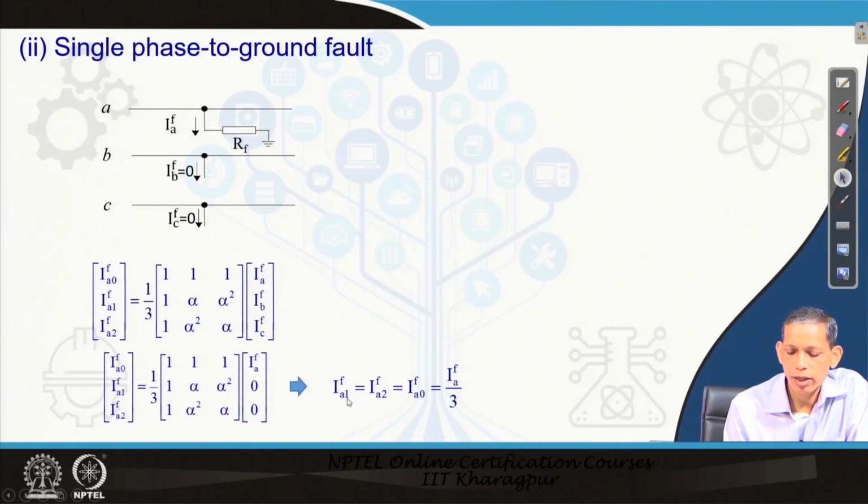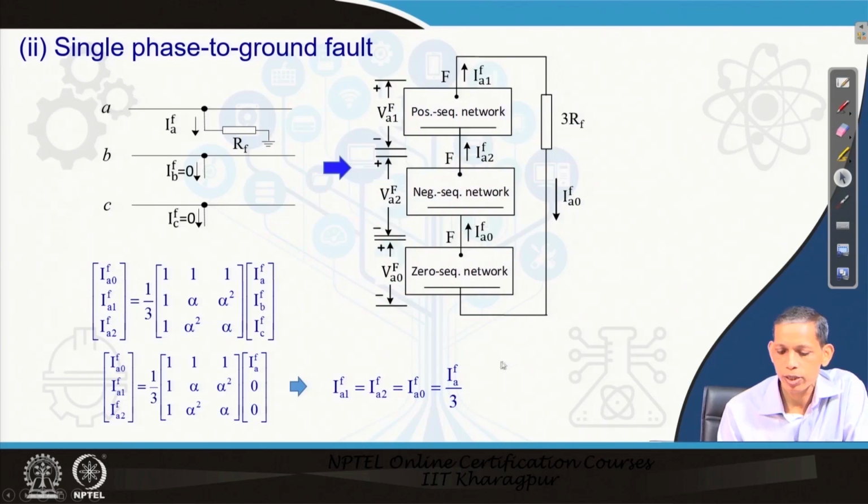So this implies that IA1, IA2 and IA0 for the fault condition become the same, and each one is nothing but 1/3 of the fault current which is flowing through this RF in this case. So that leads to a situation where all the three components are the same, both in magnitude and phase. Therefore, they must be connected in series. So the positive sequence network, negative sequence network and zero sequence network are connected in series, and the corresponding current becomes equal to I0 by 3.